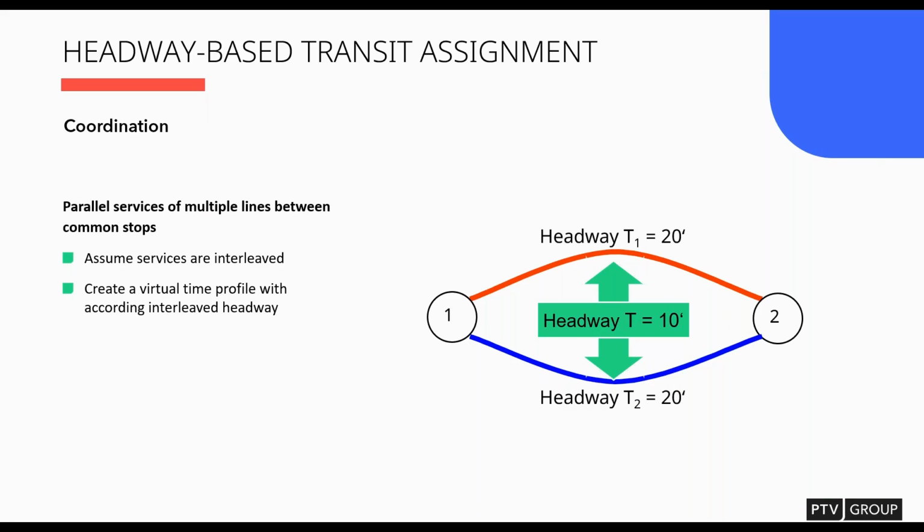One thing to note as well is how coordination is handled whenever there's parallel services between two stops. So you see here we have stop 1 and stop 2, and there's both the red and blue line sharing those stops. They both have 20-minute headways, so you can have it so that the services are assumed to be interleaved. So rather than assuming that, for example, a red line bus comes and 1 minute later a blue line bus comes and no other bus comes for 19 minutes, this is basically averaged, so that you assume the headway is now 10 minutes, because we assume the system is coordinated in a way so that those services are spaced out.